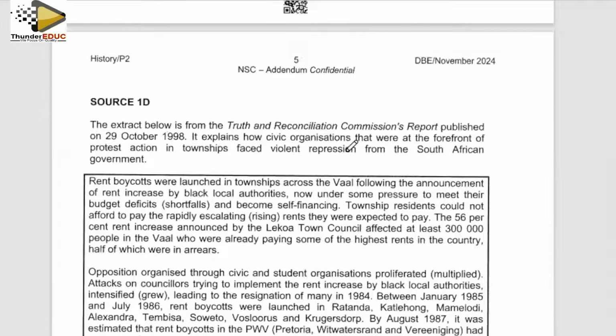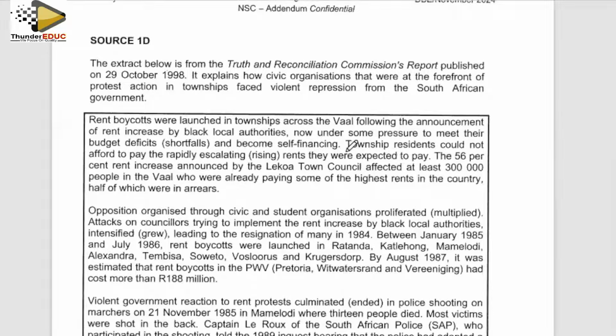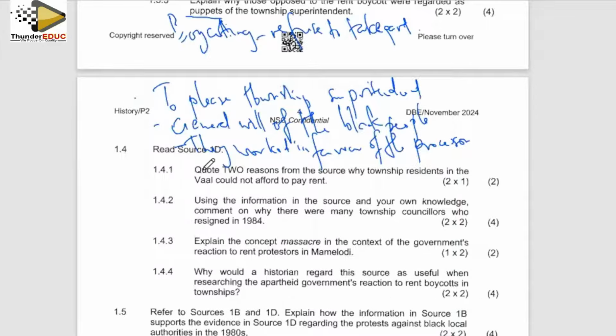Right, we check our source. We are going to the last source. We want to check the context of the source and be able to figure out evidence from the source. The extract below is from the Truth and Reconciliation Commission's report published on 29 October 1998. It explains how civic organizations that were at the forefront of protest action in townships faced violent repression from the South African government. That's the context of the source. So we want to find evidence for our question. We want 2 reasons why the residents in the Vaal could not afford to pay rent.